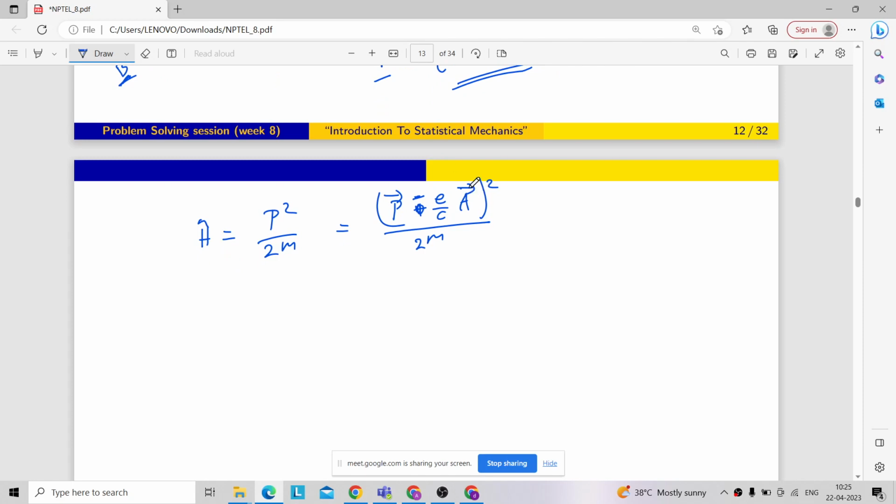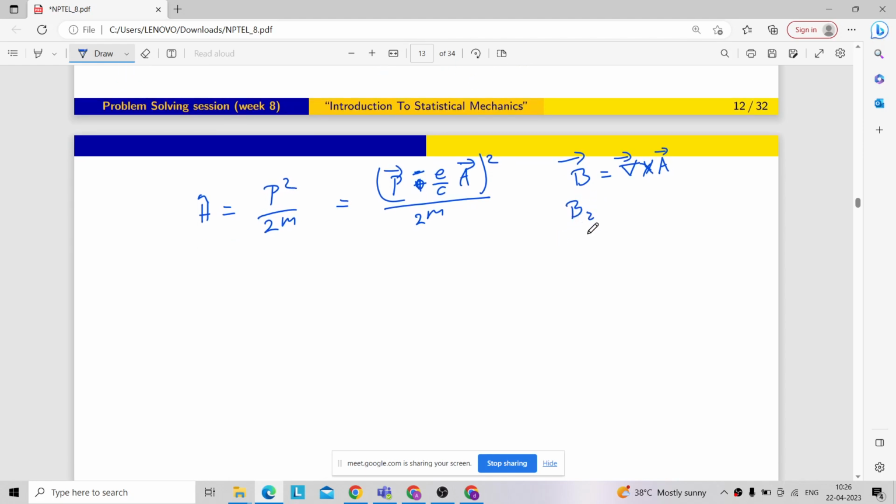So my magnetic field formula is like this. This is the curl of this vector field. So B is applied in the z direction, right? So let me write down each component.